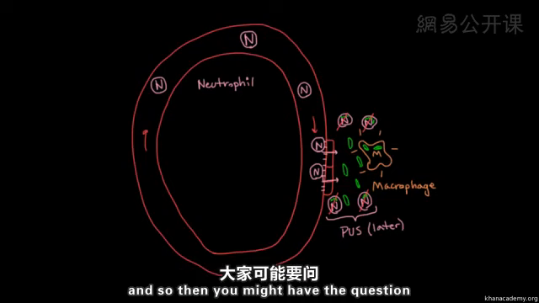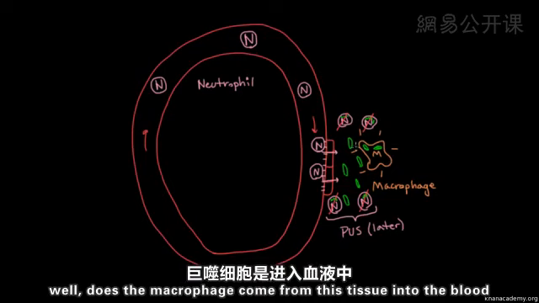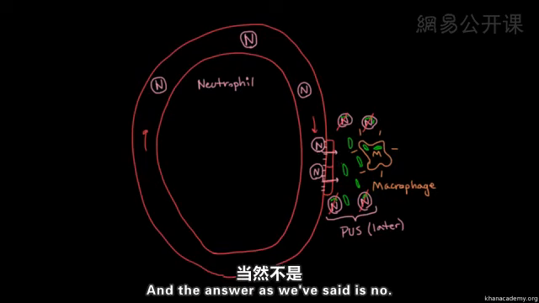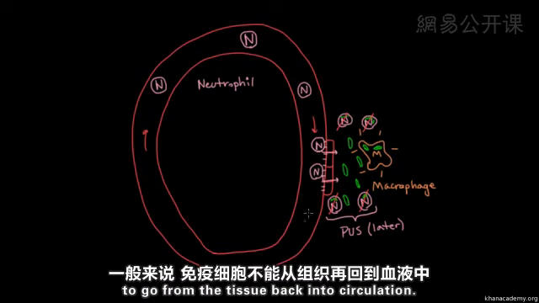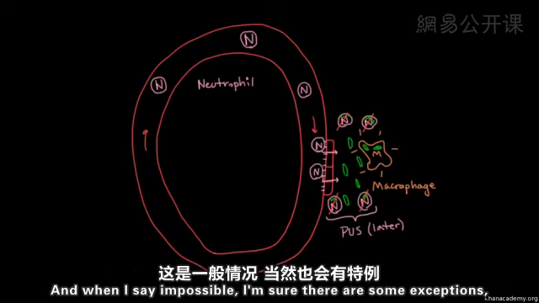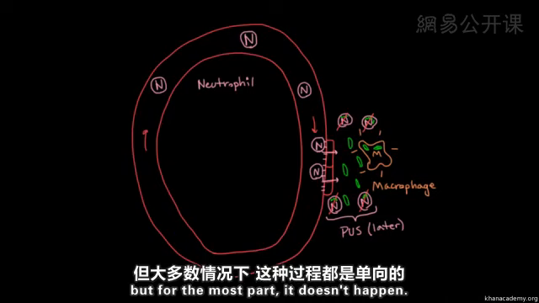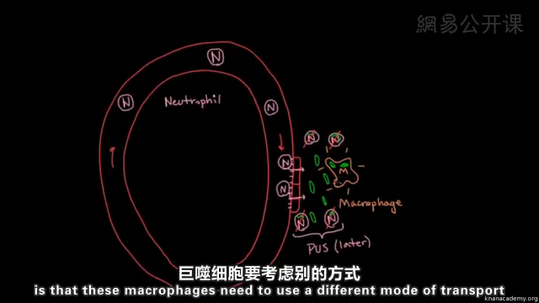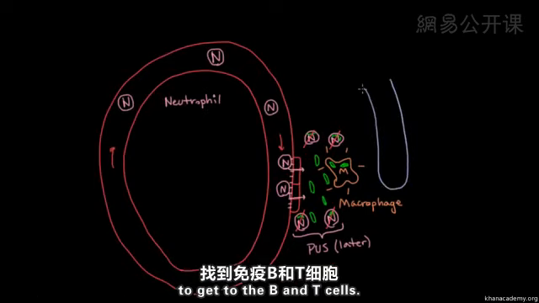And so then you might have the question, well, does the macrophage come from this tissue into the blood and go find the B and T cells? And the answer, as we just said, is no, because it's impossible for cells to go from the tissue back into circulation. And when I say impossible, I'm sure there are some exceptions, but for the most part, it doesn't happen. And so the answer to this conundrum is that these macrophages need to use a different mode of transport to get to the B and T cells.